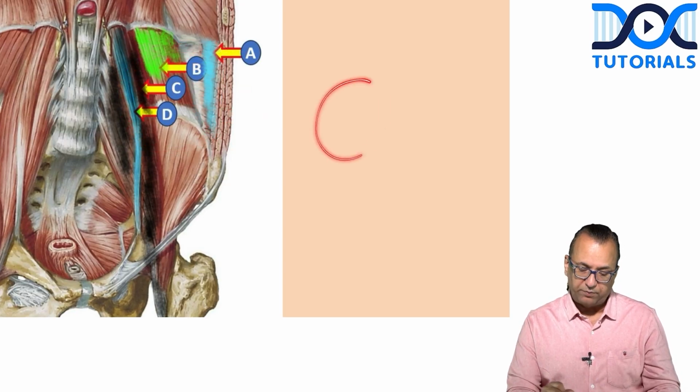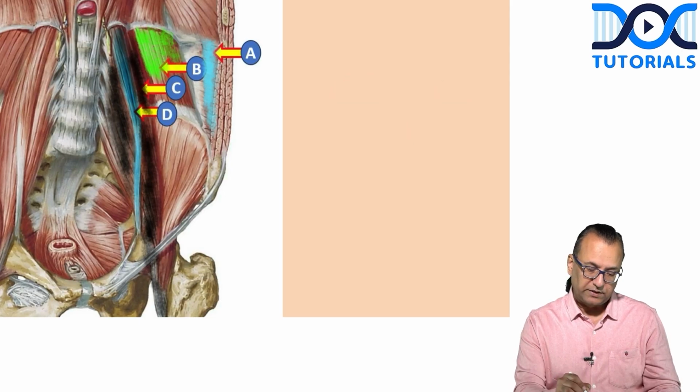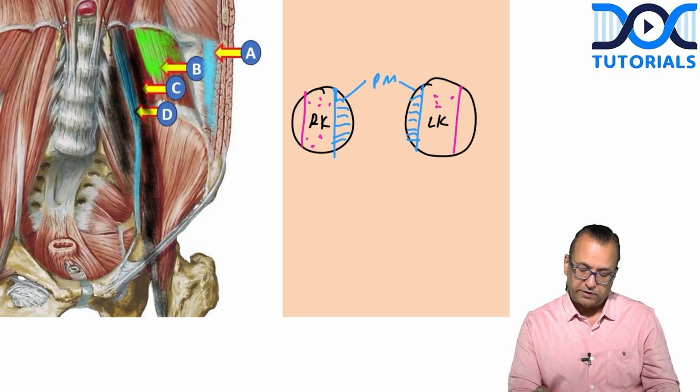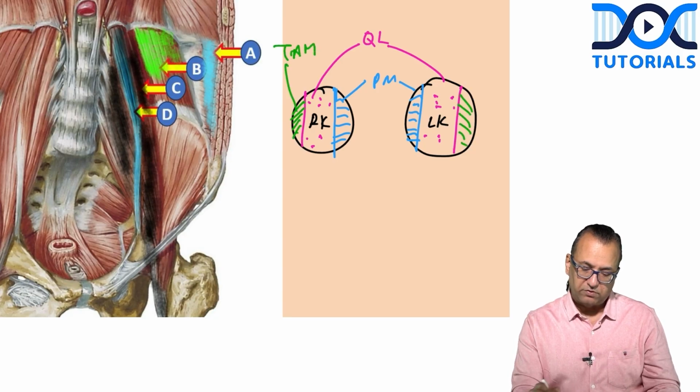If you look at the posterior relation of kidney, you will notice, say this is the right kidney front view, left kidney front view, right kidney, left kidney. Medially you will find that they are the kidneys posteriorly. The muscles posterior to kidney will be psoas major. In the middle you will see that dotted line, quadratus lumborum. And if you go still more lateral, again some shaded area, that will be transversus abdominis muscle.